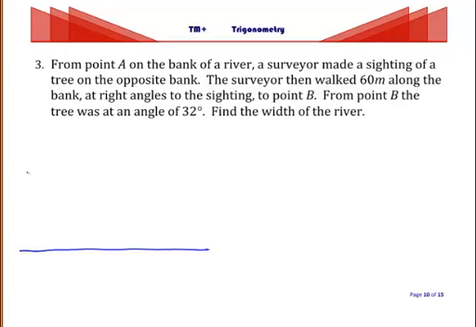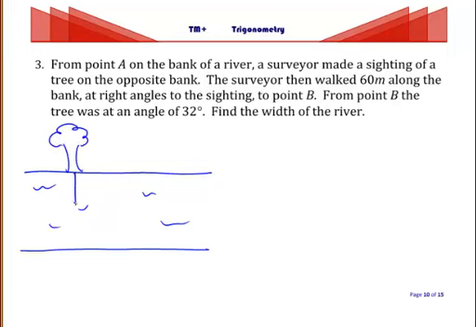Okay, let's start by drawing in our two banks and our river in the middle. Okay, opposite point A is a tree. So here's my tree. So opposite the tree is A. Right? From there, the surveyor walked to point B. So I've finished my triangle, and we're going to assume that this is our right angle here.